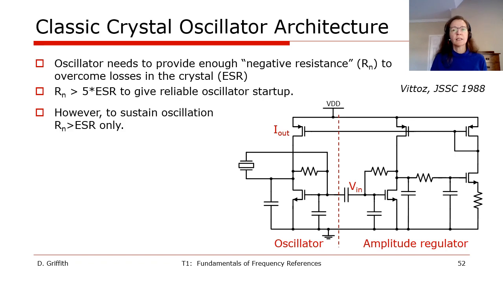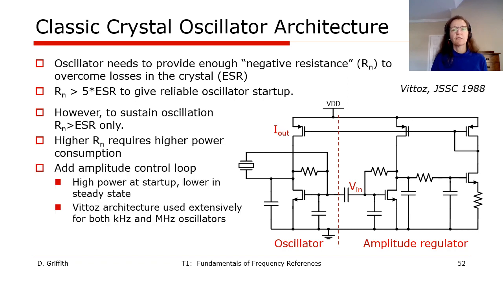However, to sustain the oscillation, the negative resistance just needs to be slightly larger than the loss in the crystal. And as you can imagine, a higher negative resistance results in higher power consumption. Therefore, most crystal oscillators have an amplitude control loop to give a higher power at startup and then a lower power in the steady state case. This Vittoz architecture here is an example of this, and variations of this have been used in billions.